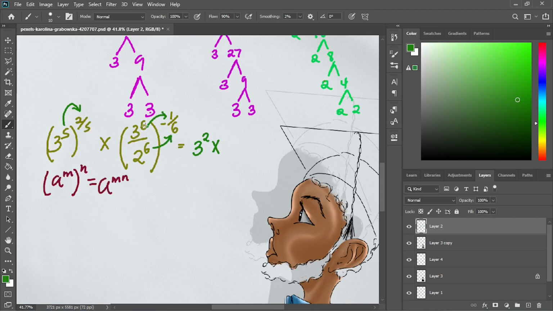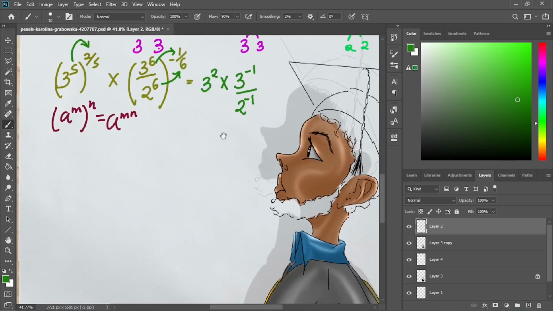So 3 to the power 6 times negative 1 over 6 is going to be 3 to the power negative 1. Then over 2 to the power 6, that 6 times negative 1 over 6 is going to be 2 to the power negative 1. So eventually, we are going to have 3 to the power 2 multiplied by 3 to the power negative 1, the numerators together, and then the whole thing over 2 to the power negative 1.